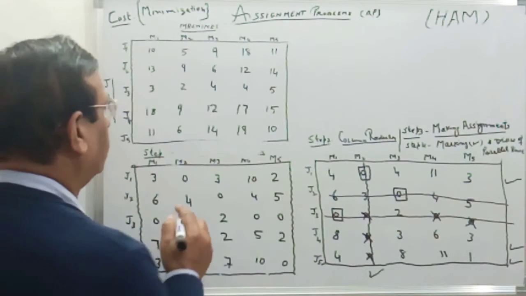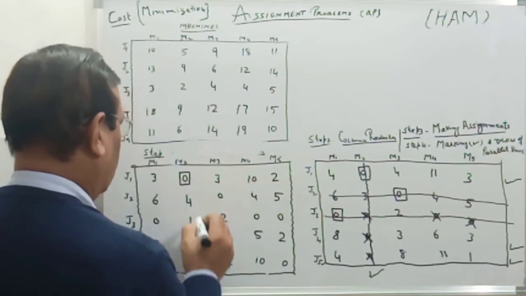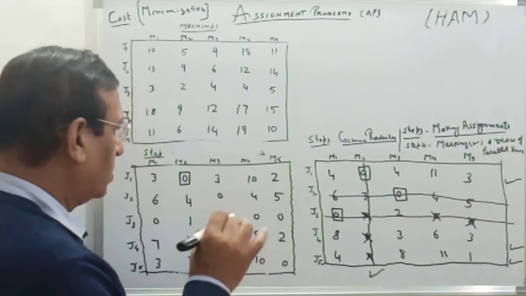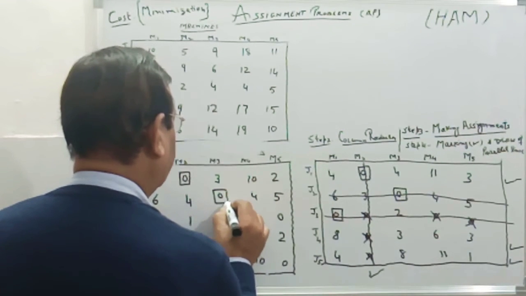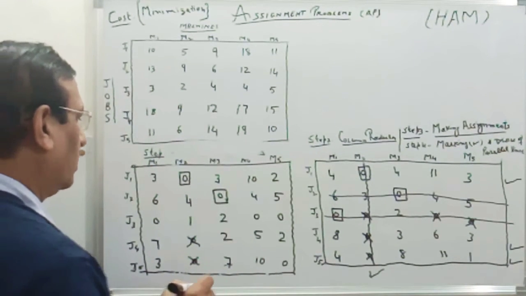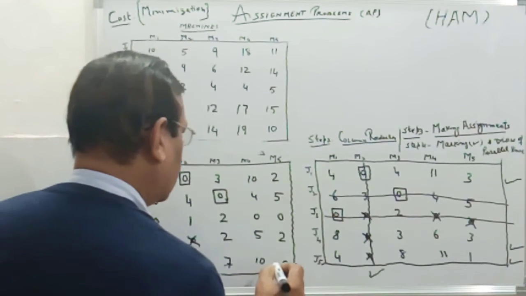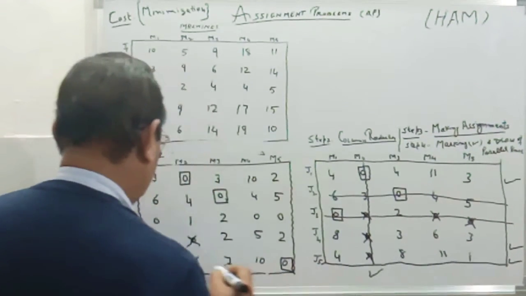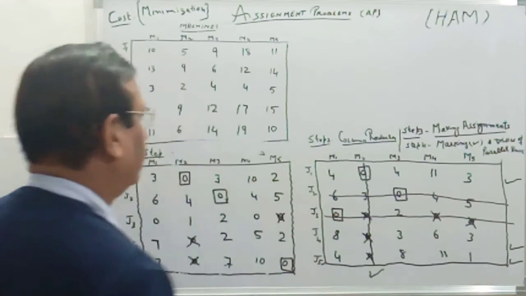So let's do that. First row, single 0 is there. We have to cross other 0, cross other 0. Second row again single 0 is there, no other 0. Third row 3 zeros. Fourth row no 0. Fifth row again single 0. And then you have to cross the zeros lying in that column. Okay.